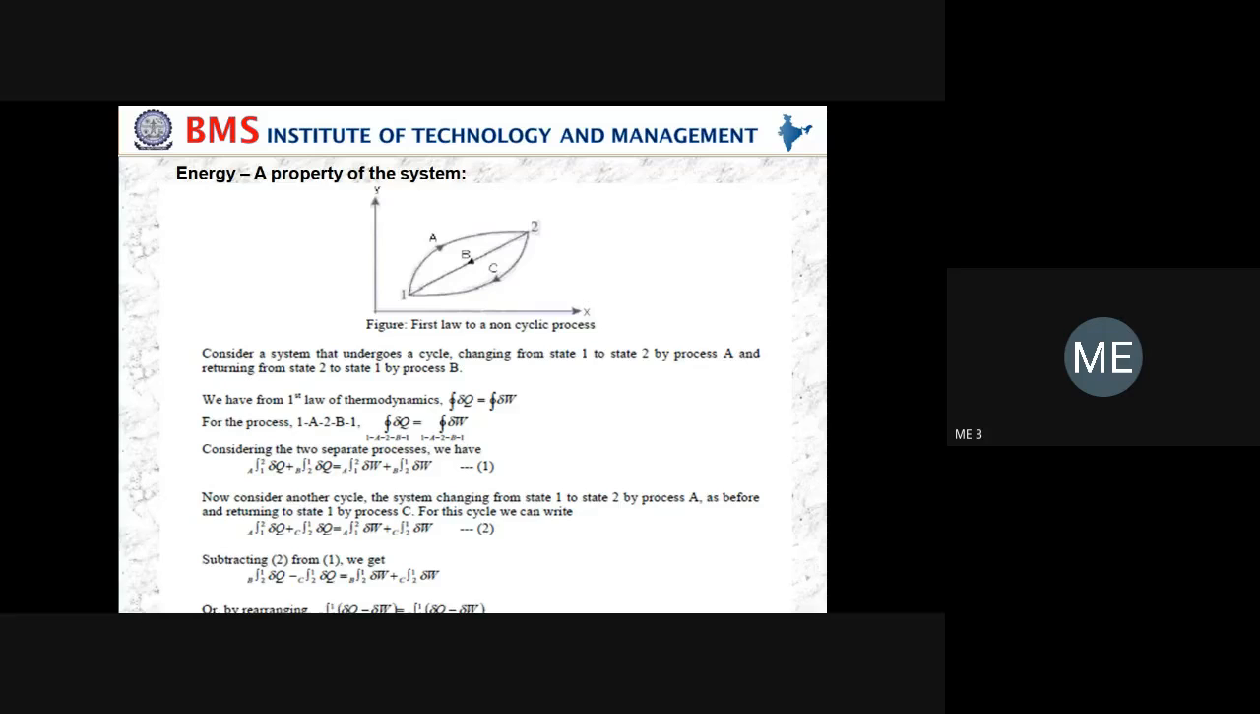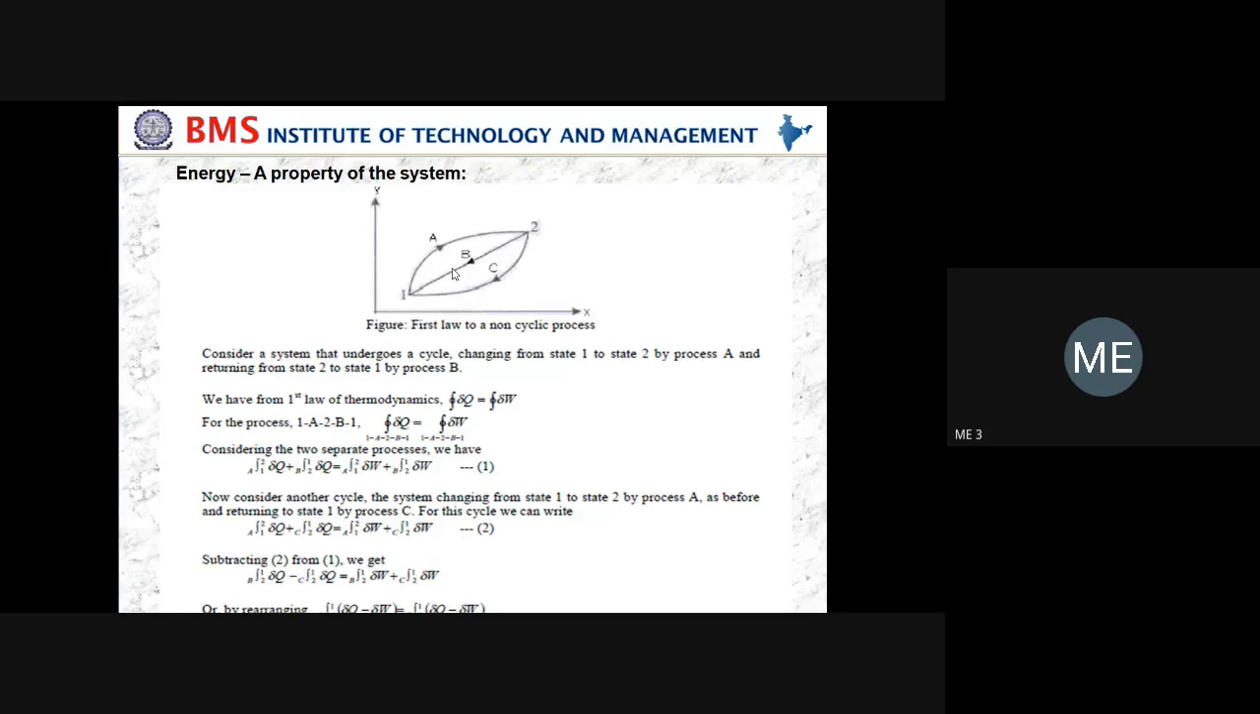The integration of dQ minus dW is nothing but what? Delta E_B, because following the path B, and equals delta E_C, because we know that Q minus W is delta E. So the same thing you have to apply and write for the paths B and C. That is delta E_B equals delta E_C. So whatever process you take, there is no change in internal energy.